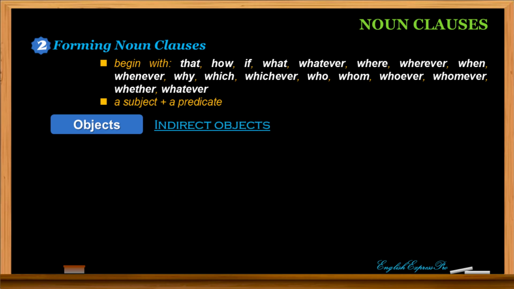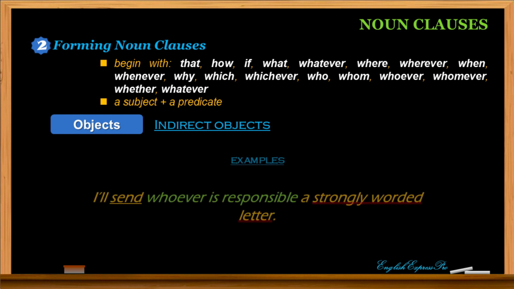Indirect objects. An indirect object is a person, or sometimes thing, that receives the direct object via the action of the verb. For example, I'll send whoever is responsible a strongly worded letter. Whoever is responsible is the indirect object of the verb, send, and a strongly worded letter is the direct object.